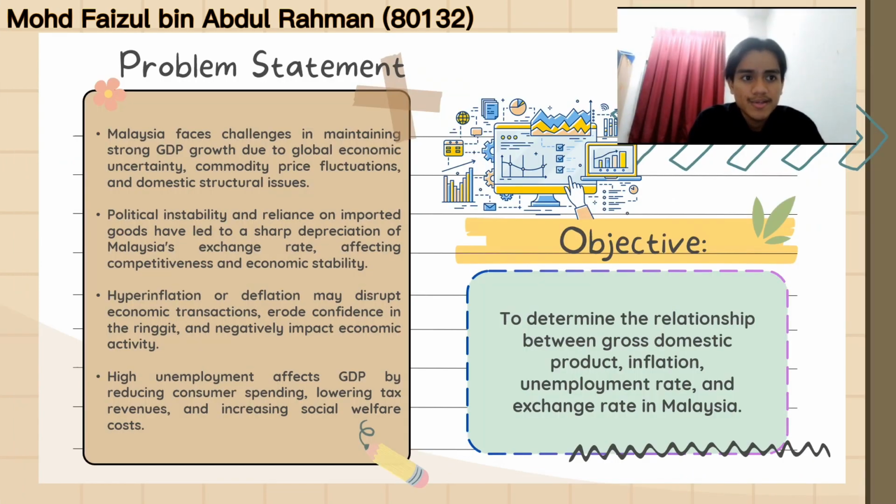For the challenges, Malaysia faced challenges in maintaining strong GDP growth due to global economic uncertainty, commodity price fluctuations, and domestic structural issues. Next, political instability and reliance on imported goods have led to a sharp depreciation of Malaysia's exchange rate, affecting competitiveness and economic stability. Next, hyperinflation or deflation may disrupt economic transactions, erode confidence in the ringgit, and negatively impact economic activity. And the last, high unemployment affects GDP by reducing consumer spending, lowering tax revenues, and increasing social welfare costs.